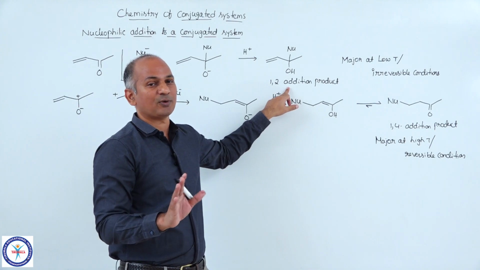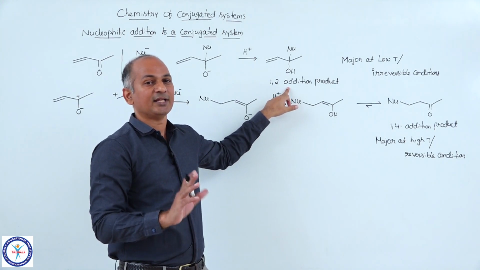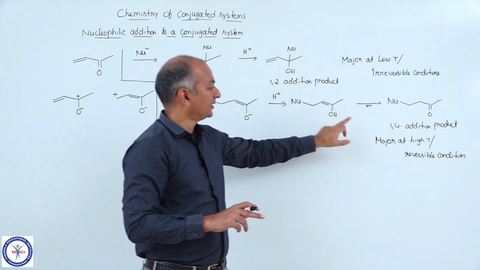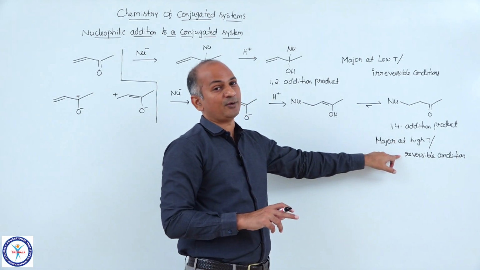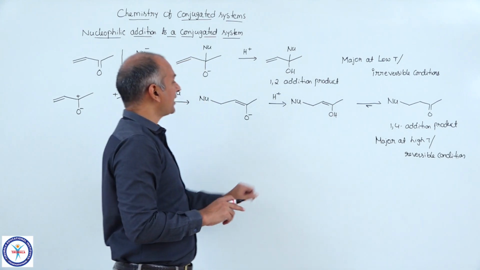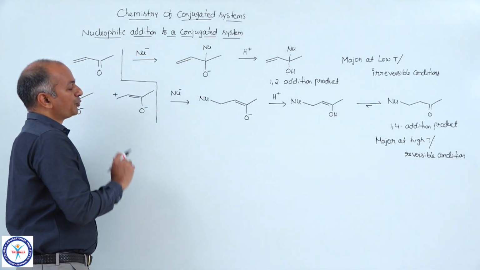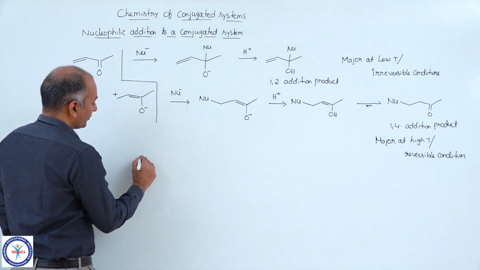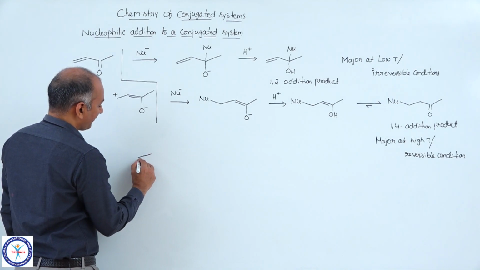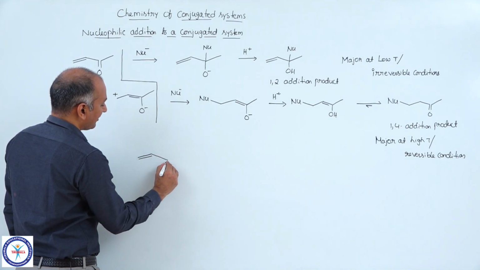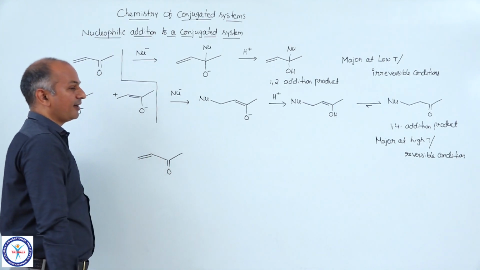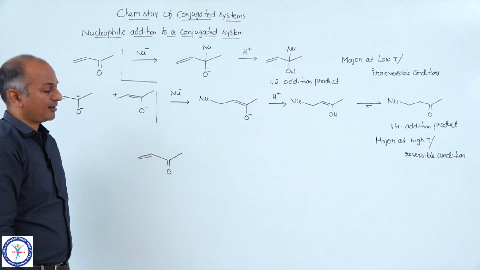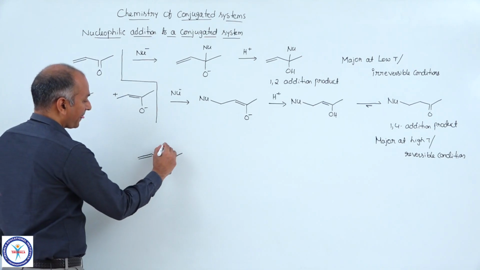This is not equilibrium control, this is not thermodynamic control, this is kinetic control, and the other product is called either equilibrium control or thermodynamic control. And let me show you two important points here. Suppose, if you come to the first point, let us see the original compound, an alpha beta unsaturated aldehyde or ketone.